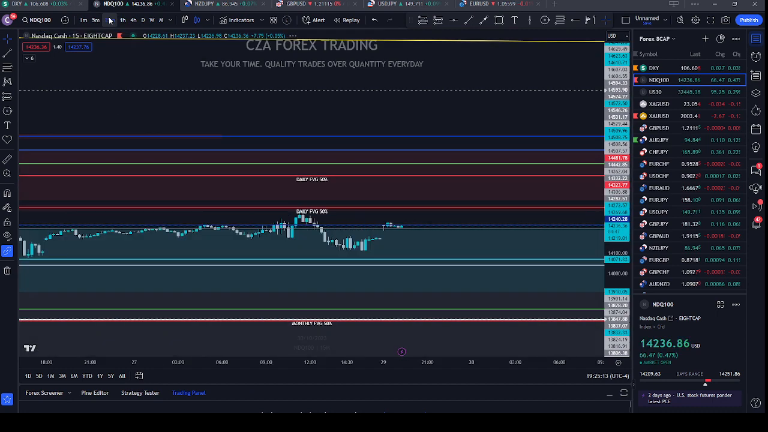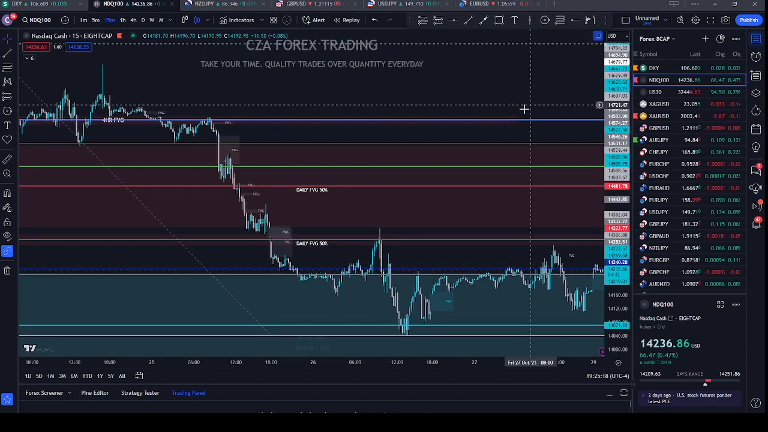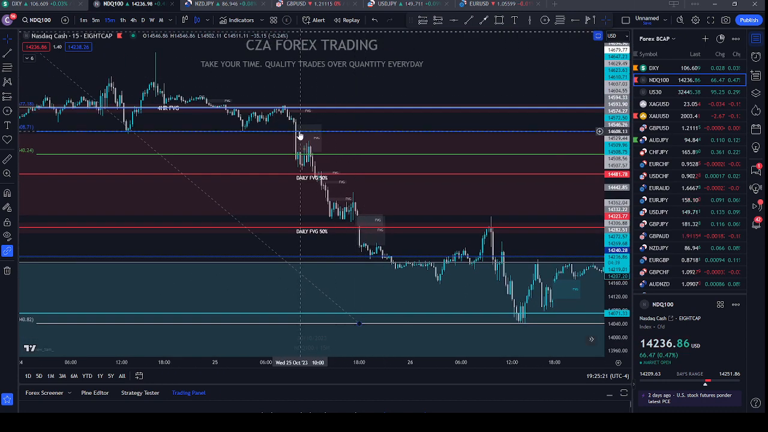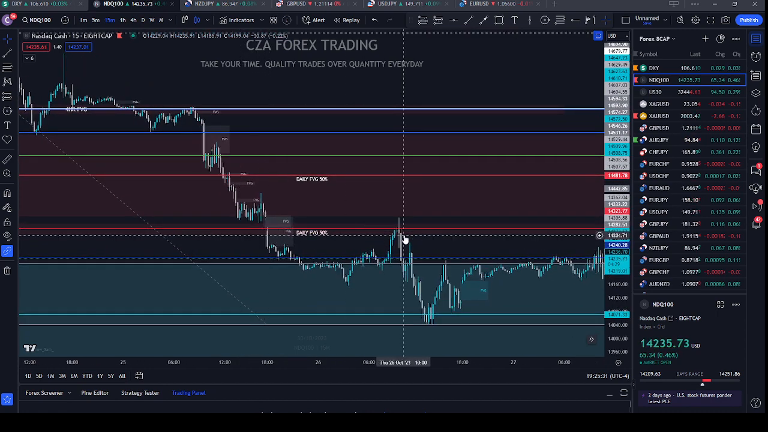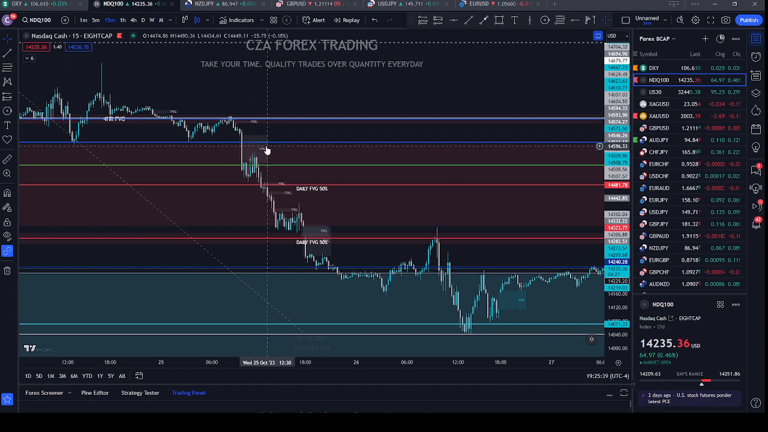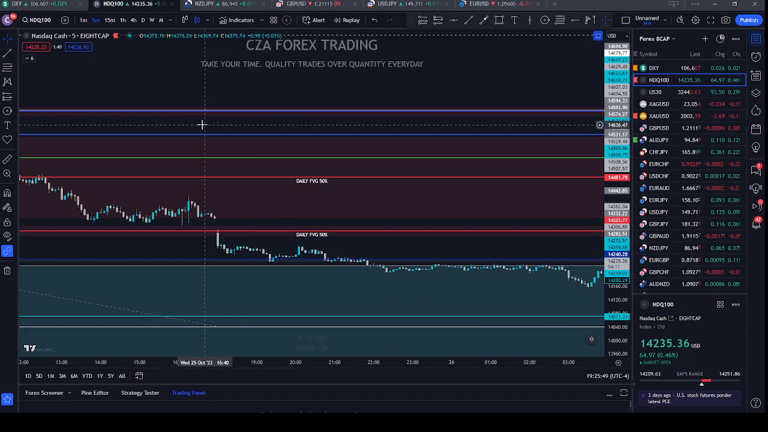Let's go down to 15 minute. How do we look? 0.705 looks good. And then over here, we tapped into this one already. This has been mitigated. We could tap into that. Yeah. So this area here, start looking for your entries on the 5 minute. 15 minute looks good. 5 minute.